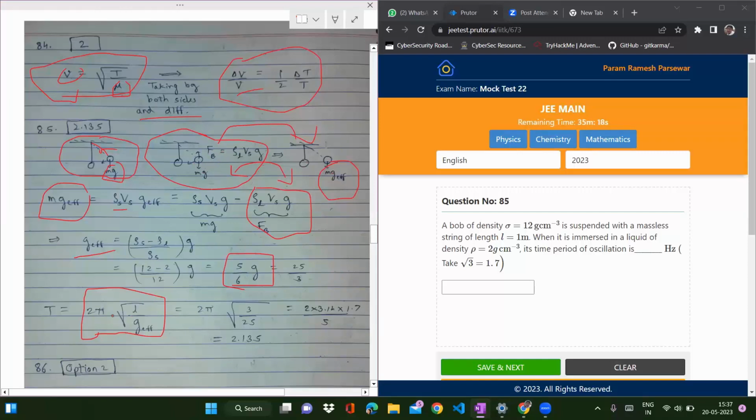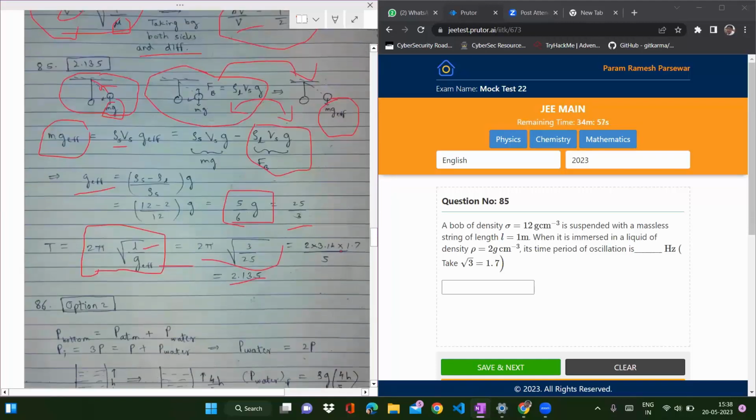So the time period will be 2 pi under root L by g effective, and L in this case will be 1 meter, as it is given in the question, and g effective is 5 by 6 times of g, which is 25 by 3 meters per second square. And just putting the values, with root 3 value 1.7 and pi 3.14, the value comes out to 2.135 seconds.